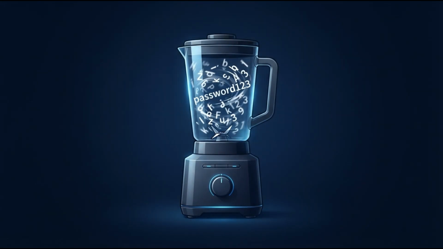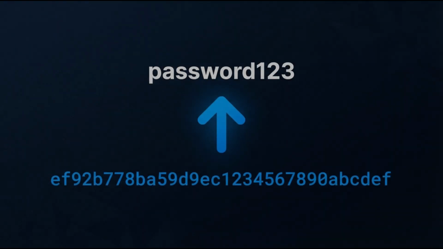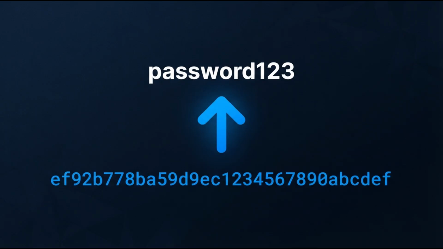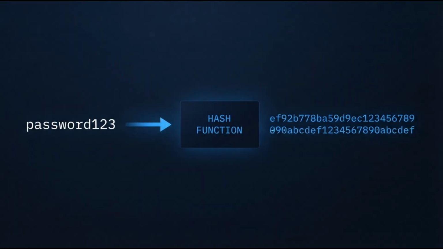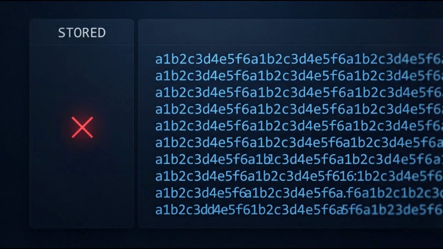It's called a hash. A hash is what your password becomes after it gets pushed through a one-way mathematical function. Think of it like a blender. You put your password in. The blender runs. And what comes out the other side is a long scrambled string of completely random-looking characters. Here's the critical part. That blender has no reverse button. You cannot put the scrambled output back in and get your password out.